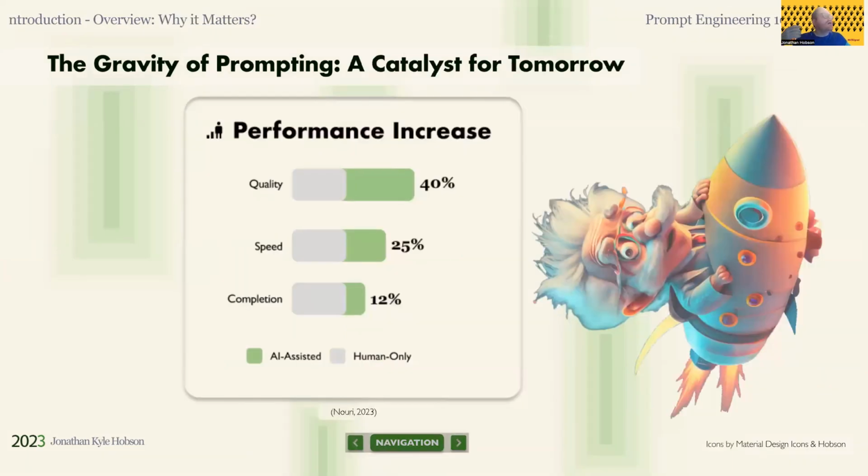And so early studies, early estimates, early surveys, and case studies have shown that using AI-assisted work, AI collaboration, can increase the quality of your work by 40%, the speed of your work by 25%, and the completeness by 12%. And this is the worst it will ever be. So if you collaborate with AI well, you can achieve greater output in your productivity.